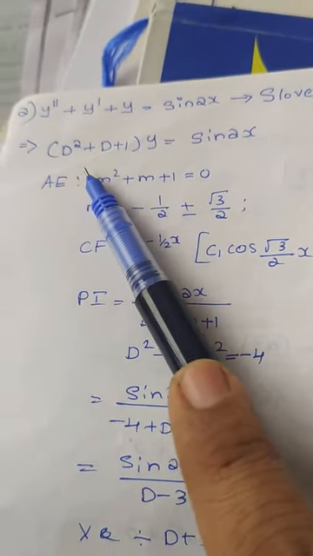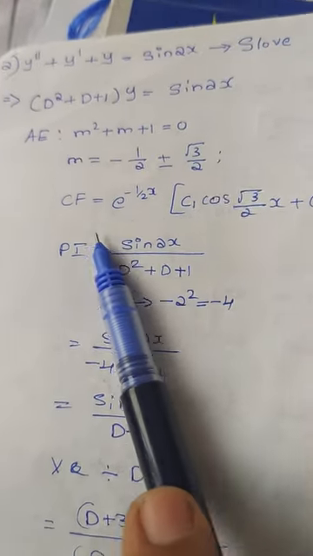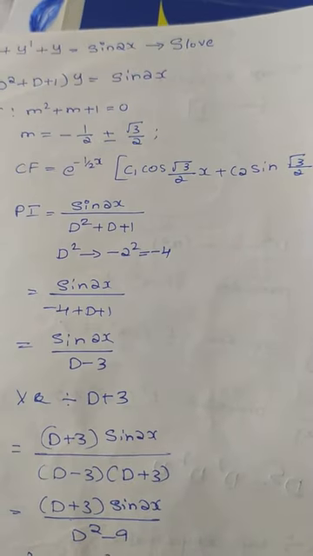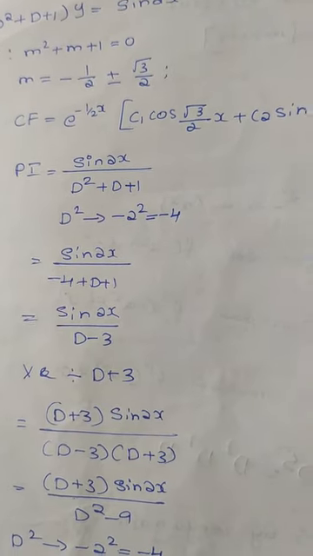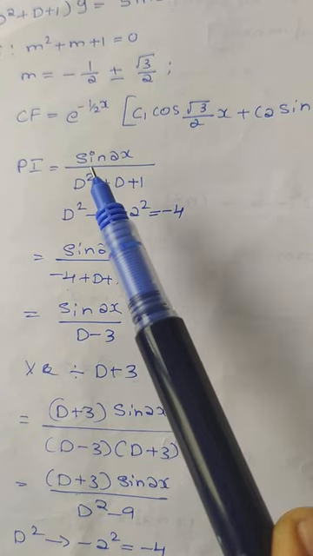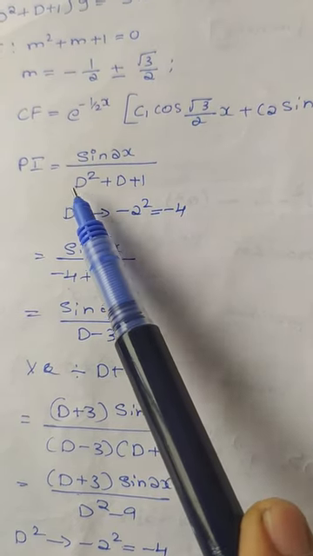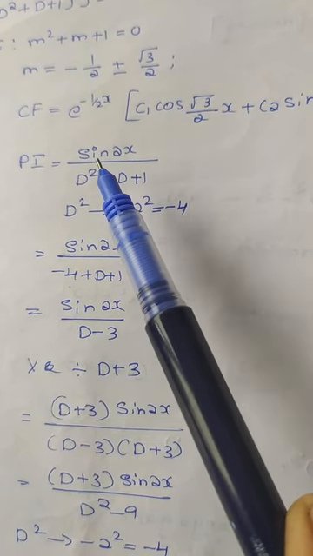Okay, see, write the polynomial operator, the auxiliary equation, find the roots, and write the CF depending on the roots. Here the roots are imaginary. Okay, now come to the PI: sin 2x divided by D square plus D plus 1. According to the rule, you have to replace only the D square term by minus a square. What is a here? 2, so minus 2 square.